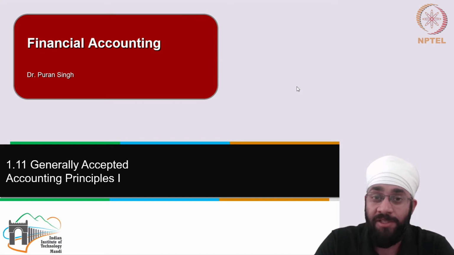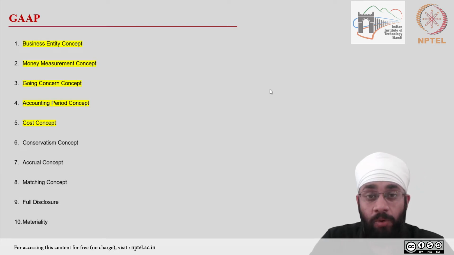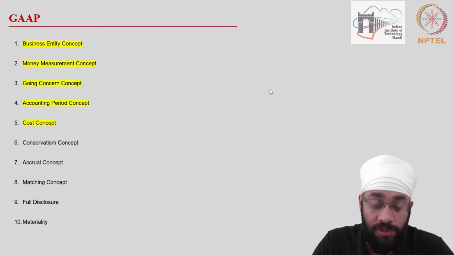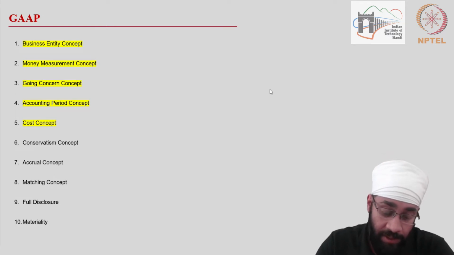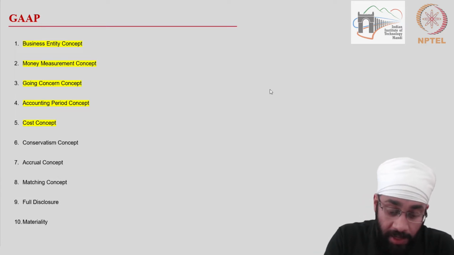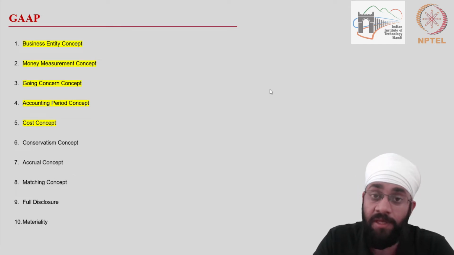ground rules. Generally accepted accounting principles, or in short called GAAP, are the ground rules for preparing the financial statements. Let's look at these generally accepted accounting principles. I'm going to discuss about 10 of these. There are a few more. If you look at different textbooks, you have different lists, but everybody would agree on these accounting principles. And in this video, I'm going to address 5 of these, and then the remaining 5 will be addressed in the following video.